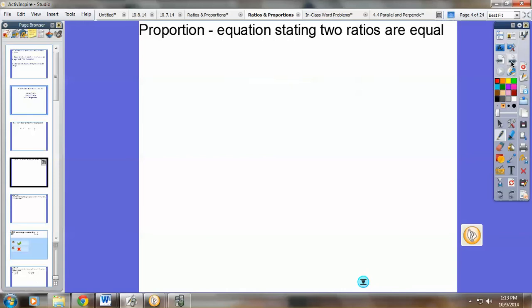A proportion is an equation stating that two ratios are equal. So we've got a couple of new definitions there, ratio and proportion. We are going to next look at a couple of ratios and decide if they are equivalent ratios or not.